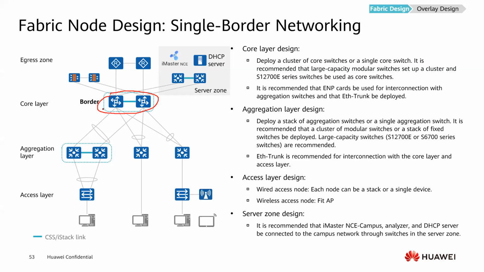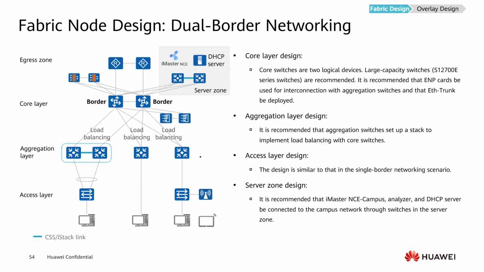And for each layer, you need to think about the reliability. So for each layer, you can use iStack, and for the link, you can use Eth-Trunk or a random link. You can also use dual border on the network. For the dual border, because you have two borders, in this scenario you can only use the distributed gateway for the VXLAN. And for two borders, you can use two devices or two logic devices.